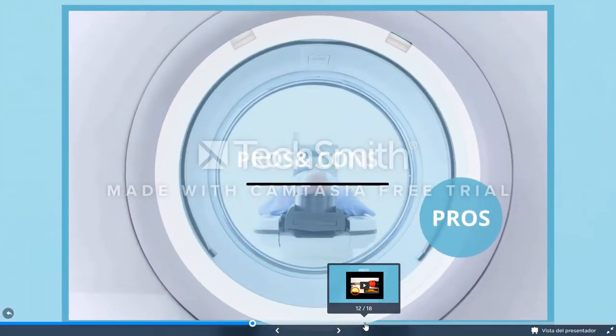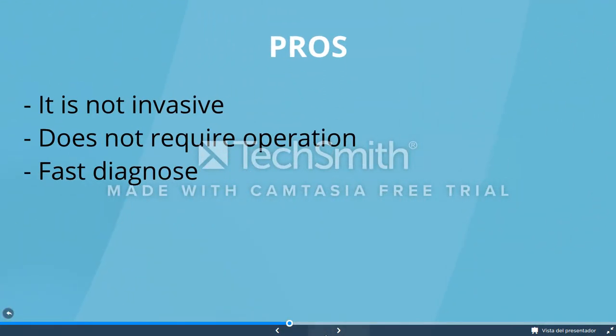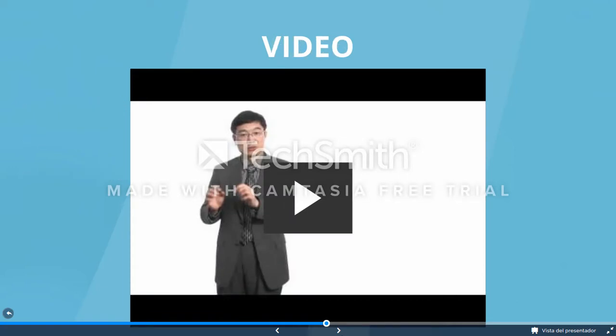Pros and cons. Pros. It is not invasive, does not require operation, and it has a fast diagnosis.